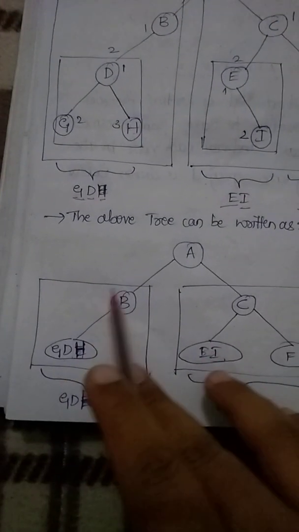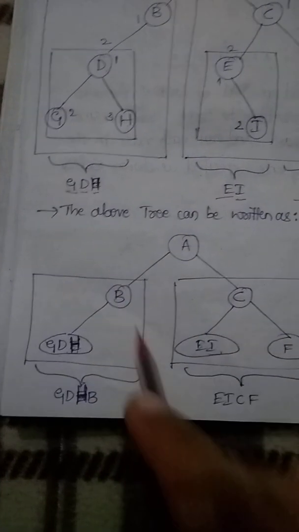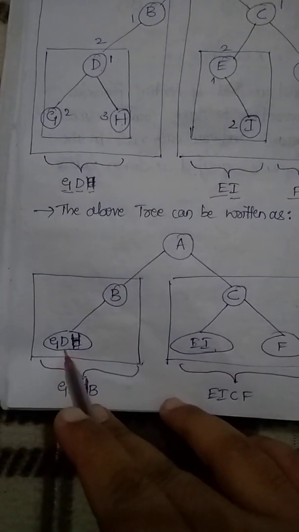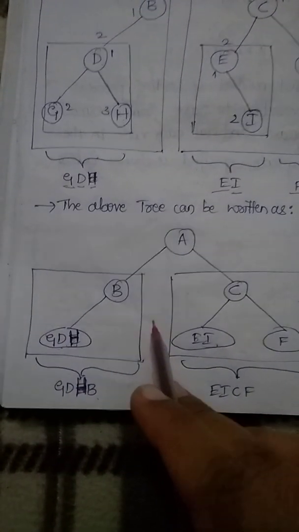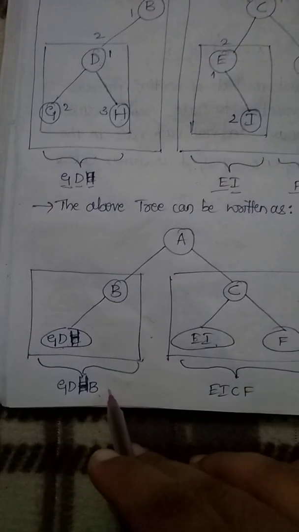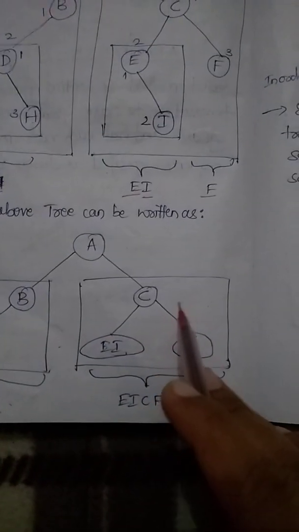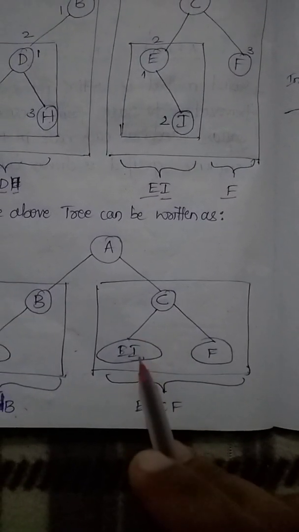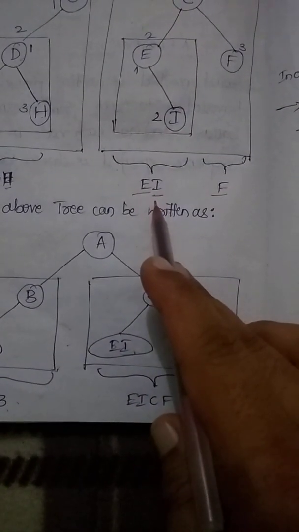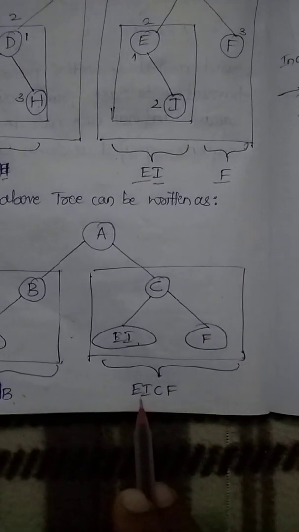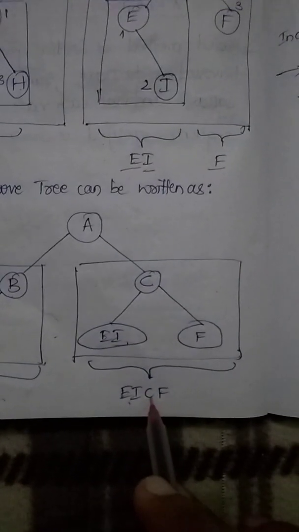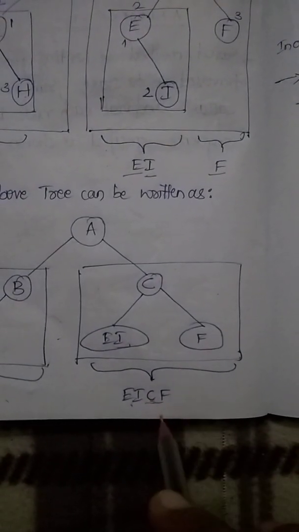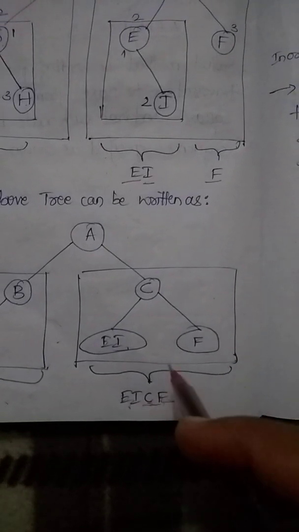So again this can be written in an in order way. So it will be GDH, the left subtree, and then root node B, then the right subtree. Since the right is null, I am going to write nothing here. So come to the right subtree here. EI was the result before, so EI will be displayed first, then since it is in order, root node C, then lastly F. Okay, so further this tree can be simplified in this manner.